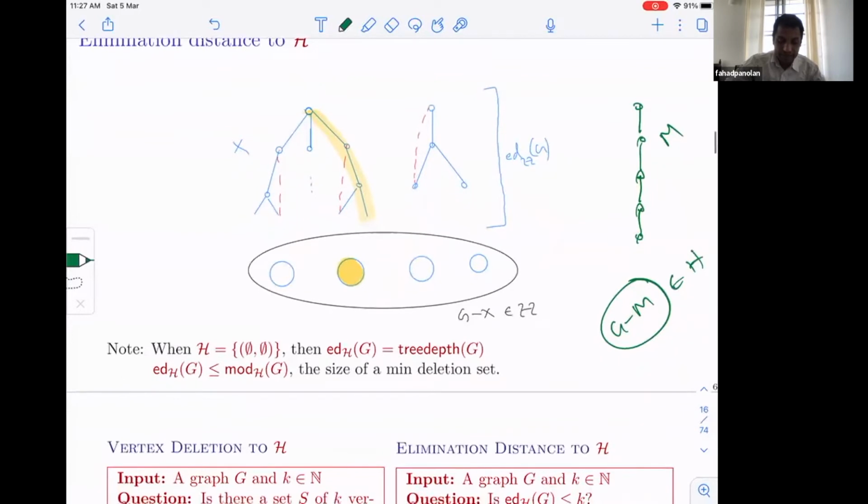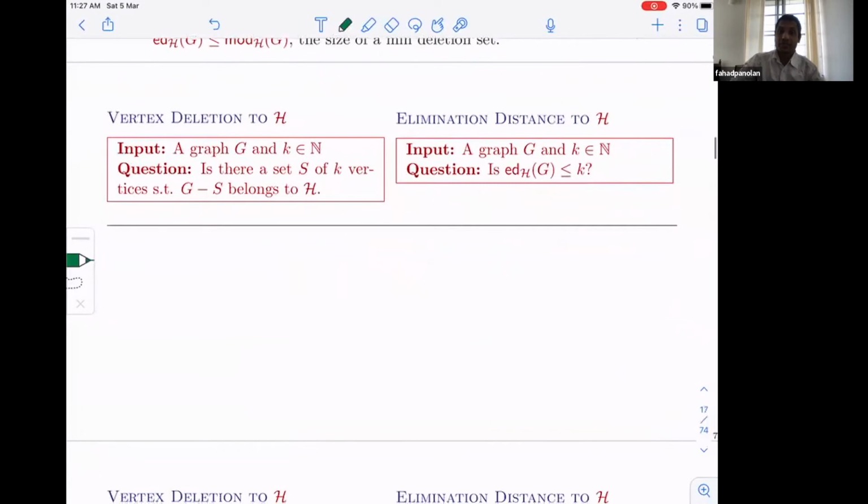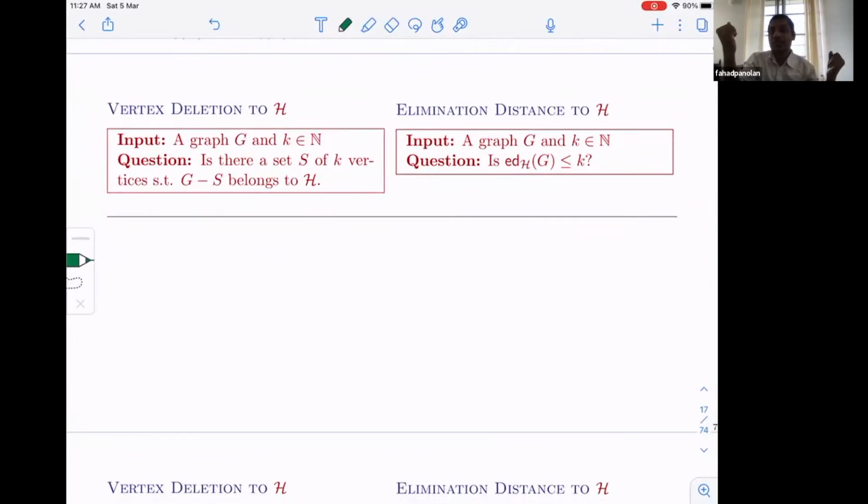So there are two questions of interest, analogous to the case of vertex cover, finding vertex cover and finding tree depth. Similar to that, there are two questions. Given a graph G and an integer K, can we delete at most K vertices to get into this graph class H? Or is the elimination distance at most K? That is the second question. The first problem is called vertex deletion to H. The second problem is called elimination distance to H.